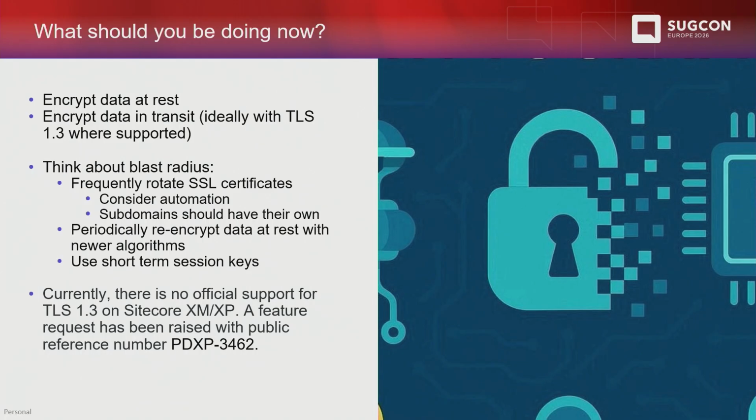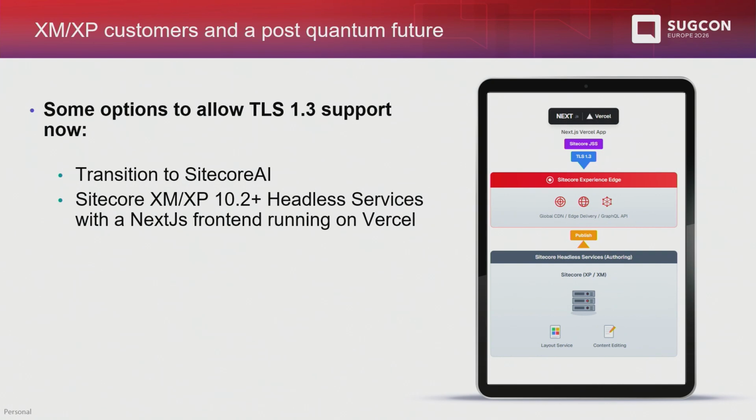You also want to think about re-encrypting your data at rest with your algorithm, and use short-term session keys to limit your blast radius. And there's no official support for TLS 1.3 in Sitecore XM and XP at the moment, but a feature request has been raised for that. So if you're an XM and XP customer, you have some options to allow TLS 1.3 support.